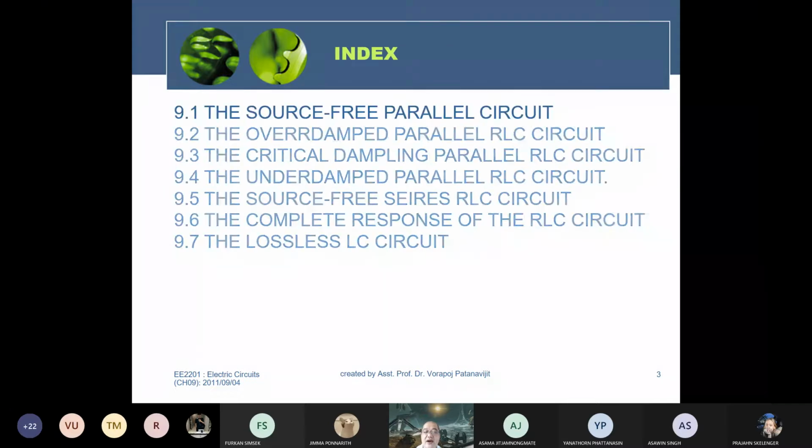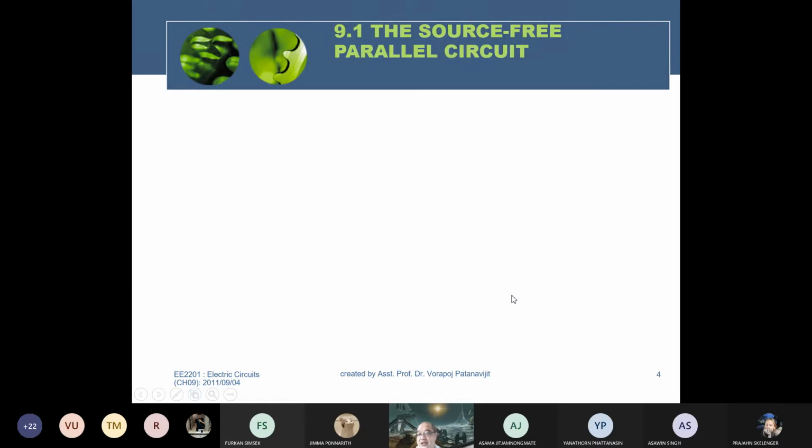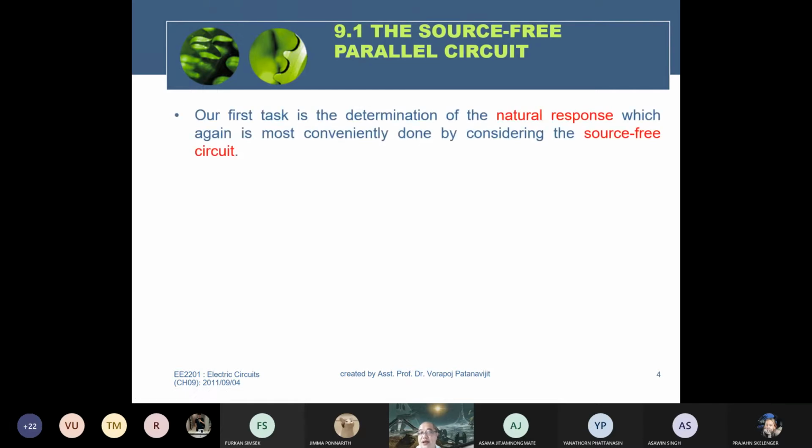The RLC circuits will be separated into two main groups. The first one is the parallel RLC, where after the switch is activated, R, L, and C are connected in a parallel structure. The second one is where, after the switch is activated, the RLC is connected in series instead. Therefore we classify them as parallel and series. After that we consider the driven case. Now we consider the source-free case first, the source-free parallel circuit.